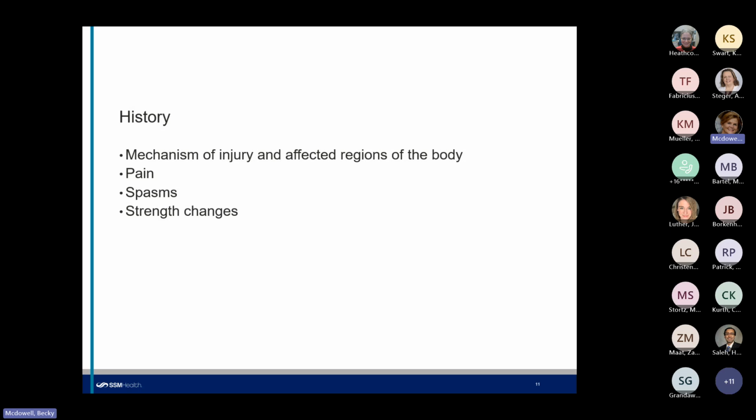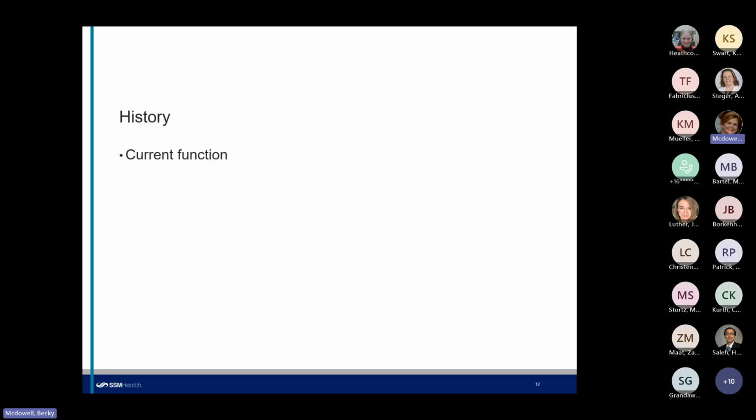Okay. I want to know about their strength and how their strength has changed since their injury. So initially, again, a lot of people after a stroke or brain injury might have significant weakness. I want to know if they've progressed in strength and what is progressing, what's not progressing. I want to know what triggers their spasticity.